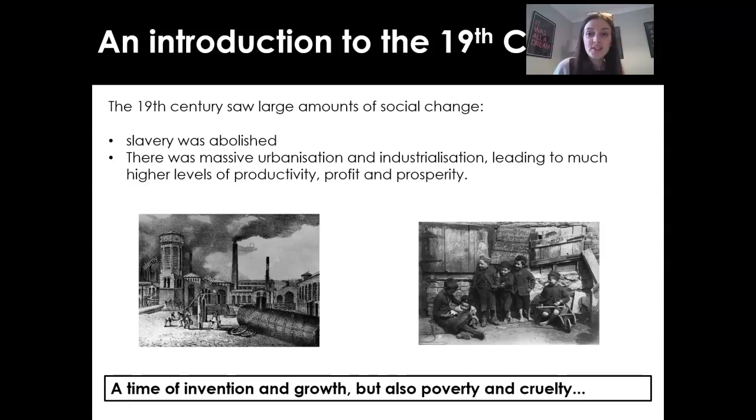You might want to think at this stage what you already know about the kinds of inventions that came out throughout the 19th century. And on the other side of that, what do you know that means that this was a time of poverty and cruelty? What kinds of things do you know happened, or do you know about the laws or what people were forced to do?